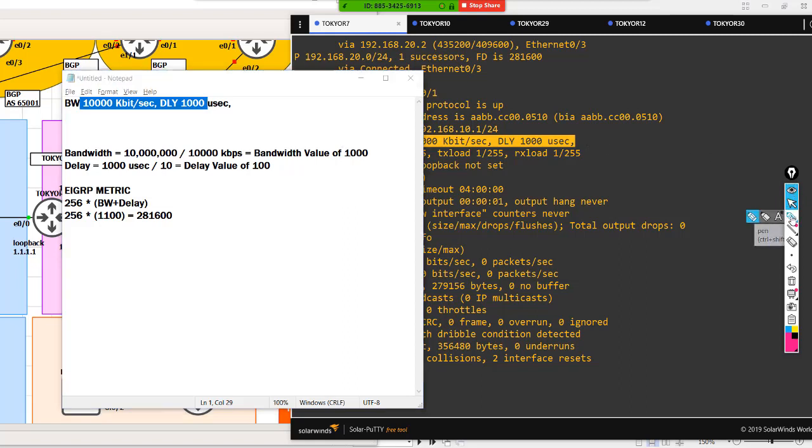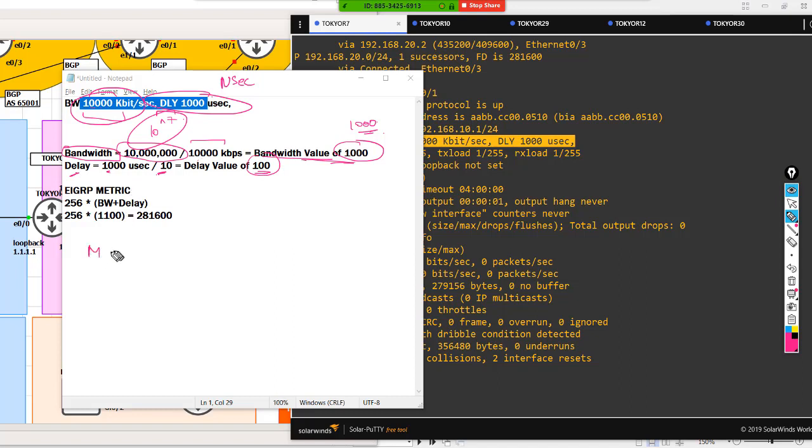Now what I'm going to do is first calculate the bandwidth. For bandwidth, this is the reference, which is 10 to the power 7, and this is my bandwidth, that is 1, 2, 3, 4 zeros. What value am I going to get? I'm going to get 1000 when I divide the reference bandwidth by the actual bandwidth of the interface. How to find the delay? Delay is in microseconds, so I just divide by 10. When I divide this 1000 microseconds by 10, I get the value 100.